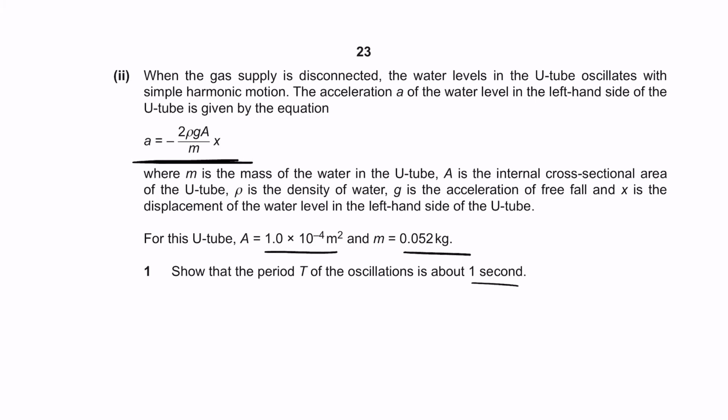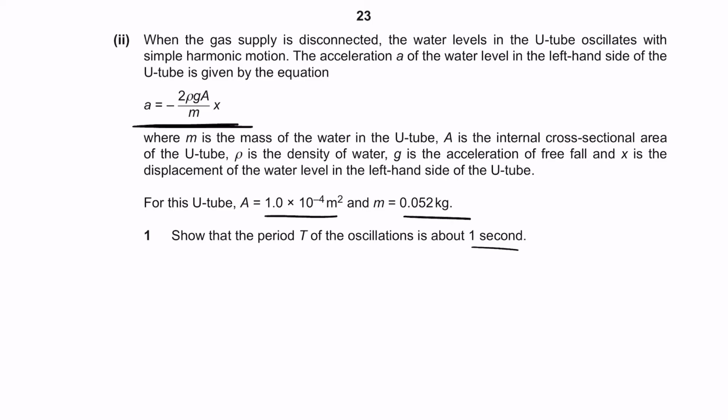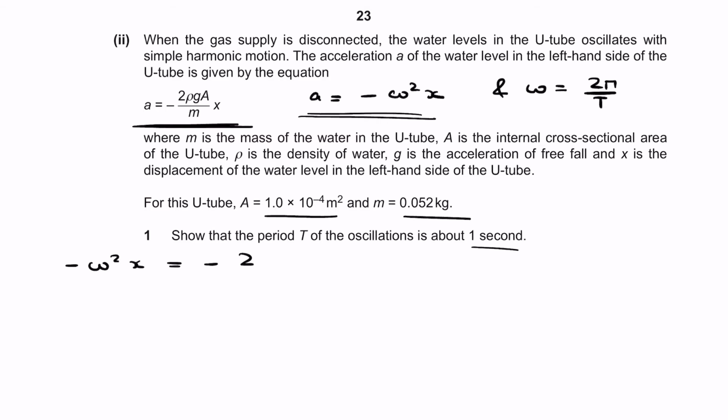Okay, amazing, I love it. So I know that acceleration is also equal to minus omega squared x. If I equate them, the reason I'm using this is because I know that omega is 2 pi over T, where T is the time period. So I can find the time period by using the equation given and the equation I know. Minus omega squared x is equal to minus 2 rho g A over m x, the minus signs cancel, and x and x get cancelled.